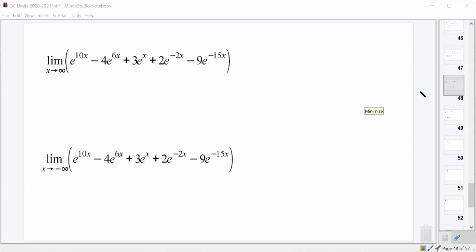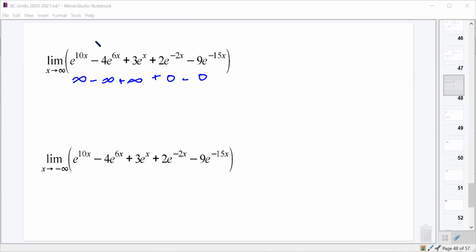What happens if I plug in infinity to the top one there? I get an infinity term, right? Minus another infinity, plus another infinity, plus 0, minus 0. So infinity minus infinity plus infinity. That's another indeterminate form when we're subtracting one infinity from another. That's an indeterminate. And so what's the right method for solving this limit? Okay, factoring out the e to the 10x, exactly.